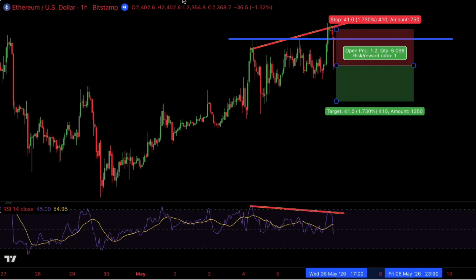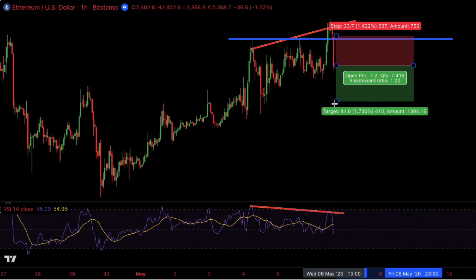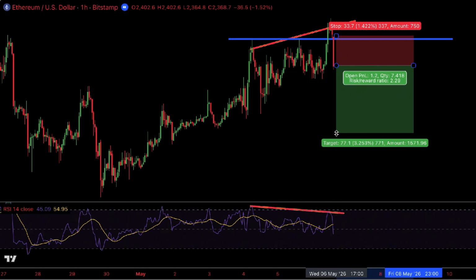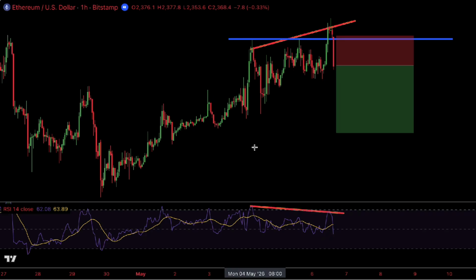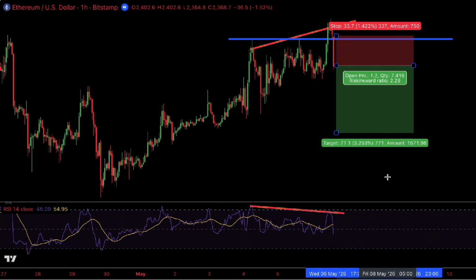To enter the trade, place your entry at the close of the candle that closes back below the resistance level. Set your stop loss above the liquidity sweep and use the next support level as your profit target. Now, look at what happened next. As you can see, the market moved lower and reached the target exactly as expected.